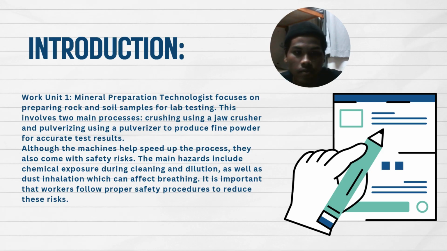I begin by introducing Work Unit 1, Mineral Preparation Technologies. This unit involves preparing rock and soil samples for lab testing by using machines like the jaw crusher and pulverizer. While these machines make the process faster, they also involve safety risks such as chemical exposure and dust inhalation. So it's important for workers to follow proper safety procedures.